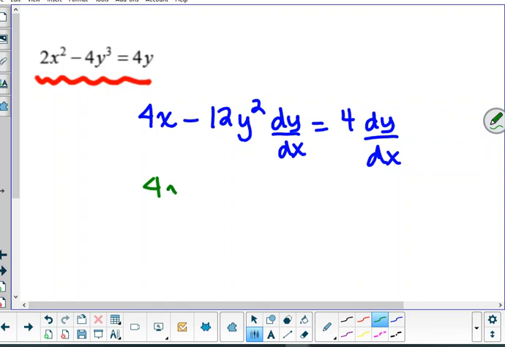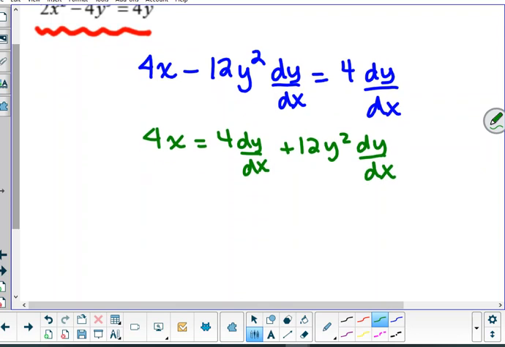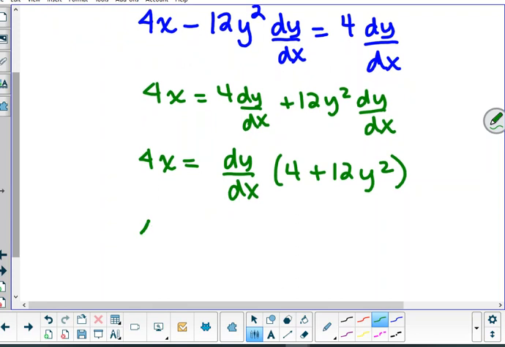Okay, so here's what I'm going to do. I'm going to move my 12y squared dy/dx over to the right side. Just means I have a little less negatives. So 4x equals dy/dx times the quantity 4 plus 12y squared. And you might pause this and then do it yourself and then see what the final answer looks like.